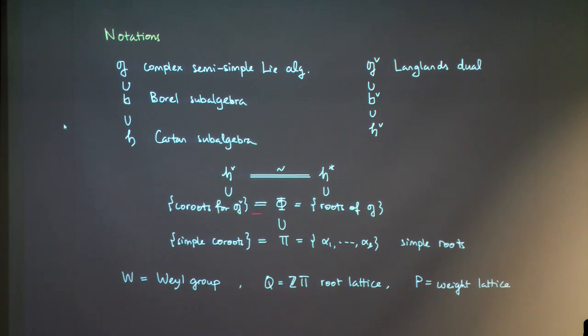So this set will be denoted phi, and inside I have the set of simple roots, alpha 1 to alpha L, and they will correspond to simple co-roots for the G check side. And then W will be the Weyl group, Q will be the root lattice, and P will be the weight lattice. These are all on the side of G, and there will be a co-root lattice and co-weight lattice on the other side.